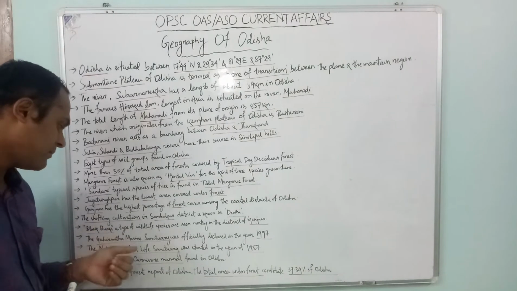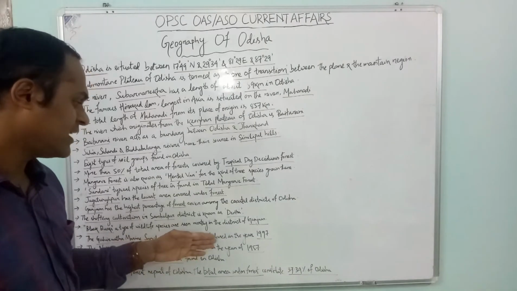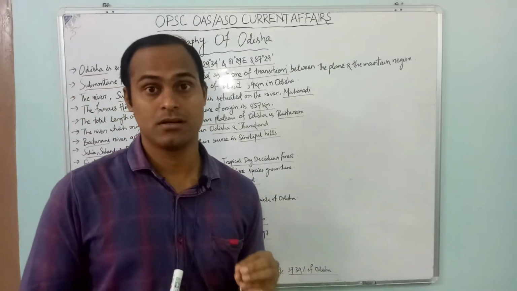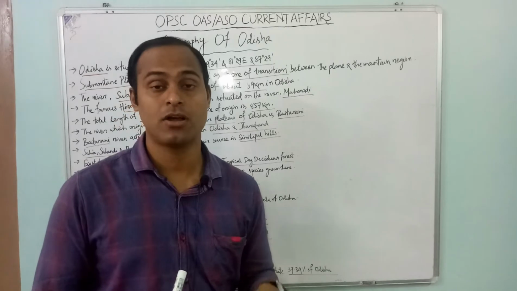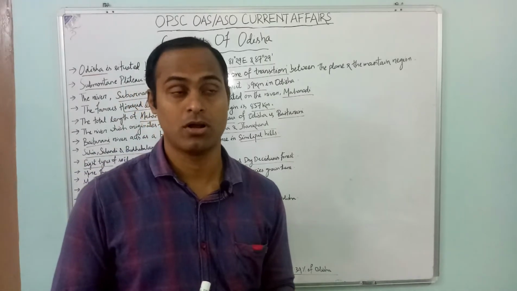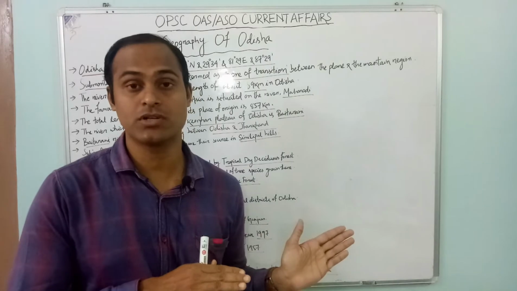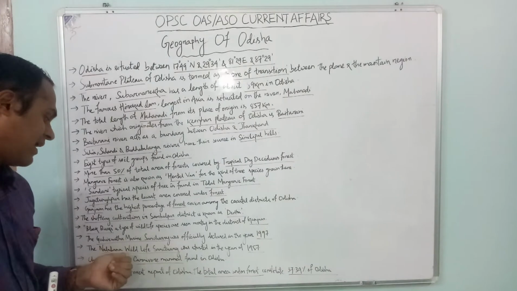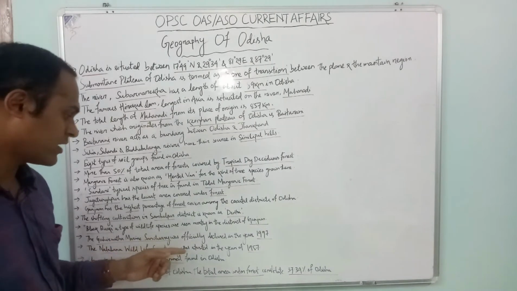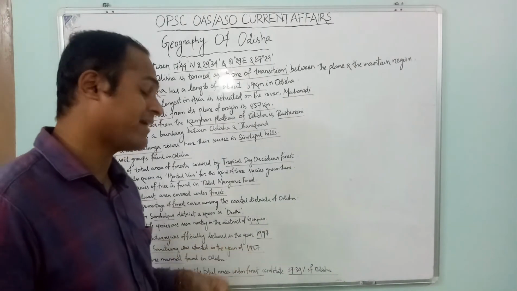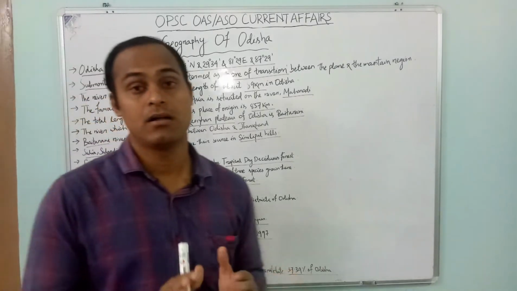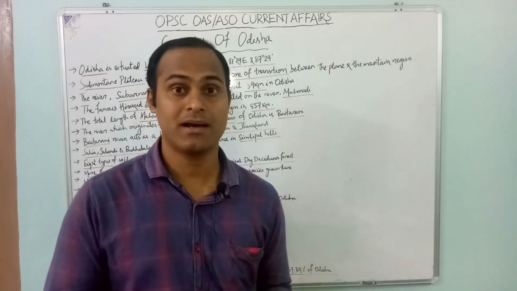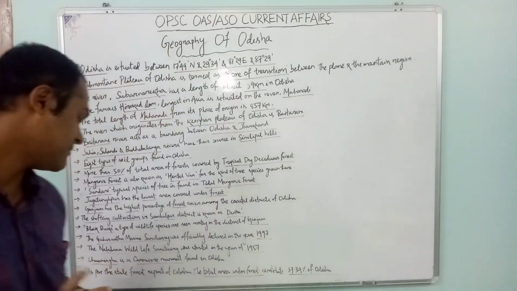Then the Gahirmatha Marine Sanctuary was officially declared in the year 1997. Gahirmatha is a wonderful place. Let me know in the comment section what Gahirmatha is famous for. Gahirmatha became a sanctuary from 1997 onwards. Remember this important fact. The Nalabana Wildlife Sanctuary was started in the year 1957. Nalabana is a very important wildlife sanctuary.